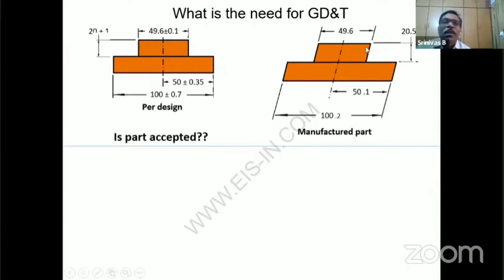This is accepted. 20.5. Here 20 plus or minus 1 is there, meaning it can be 19 to 21. 20.5 is acceptable. This is 50 plus or minus 0.35. This is 50.1. Very much acceptable. 100 plus or minus 0.7. Just 100.2. It is acceptable. The part, you have no right to reject the part.